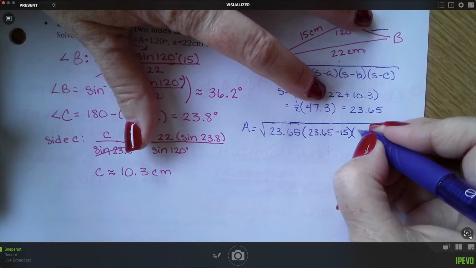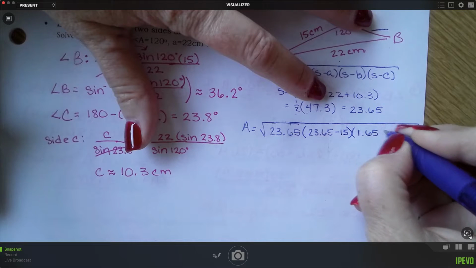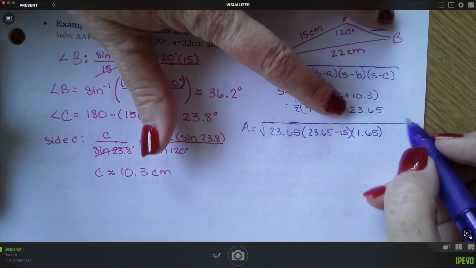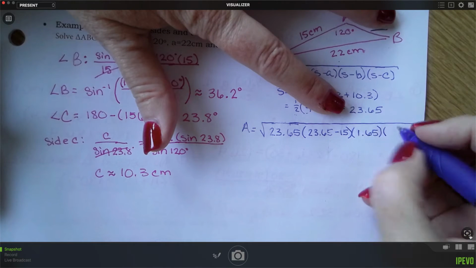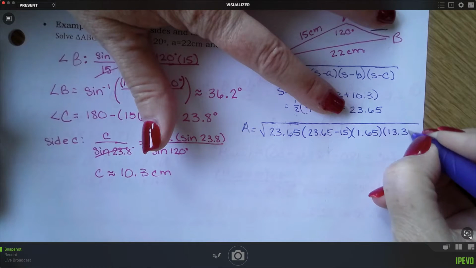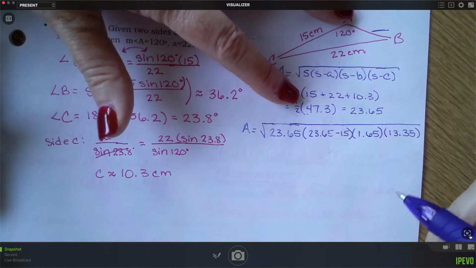This one I'm just going to write the answer because I can do that really easy in my head. Can you do that really easy in your head? 1.65. Okay. I'm running out of room. And then 23 minus 10.3. I think I can do that pretty good in my head. So that'd be 13.35. And I don't know, my brain just didn't want to do minus 15.